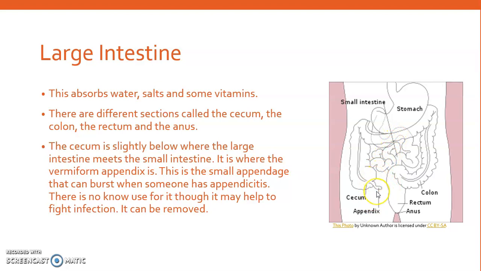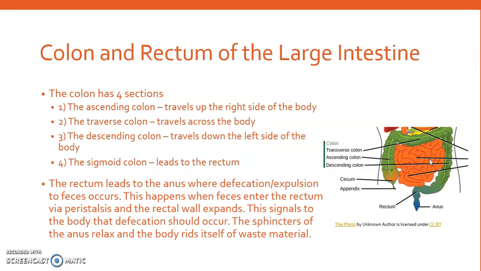So it can be removed. There are no harmful consequences to having your appendix removed other than having to go through surgery, but it doesn't really add anything to the digestive tract. This cecum is just where material first enters and is considered to be in the large intestine. Okay, so we'll look a little bit more at the different sections of the colon and then into looking at the rectum and the anus.